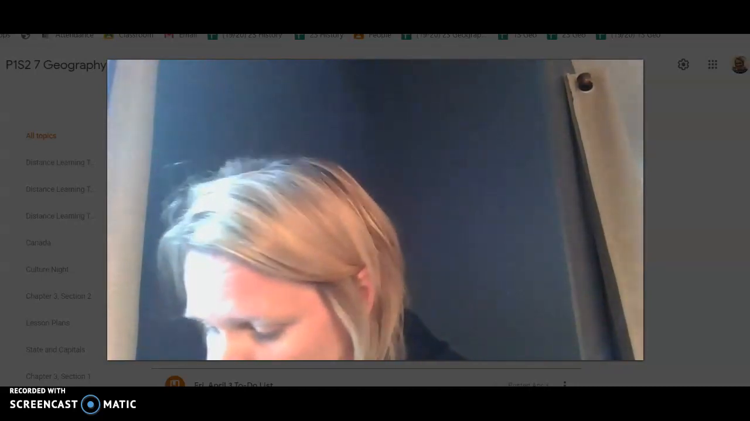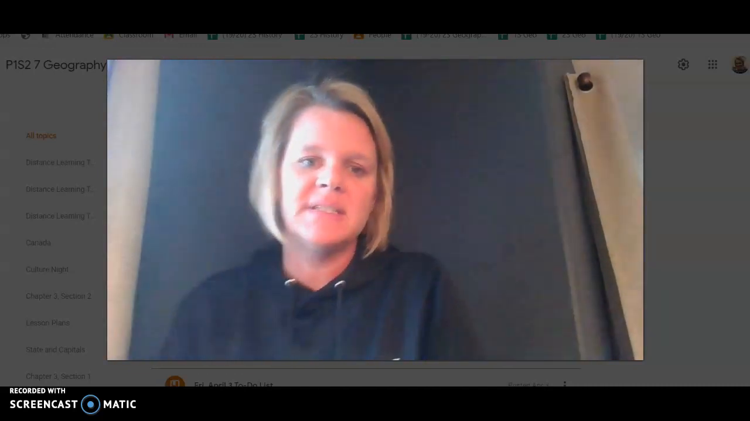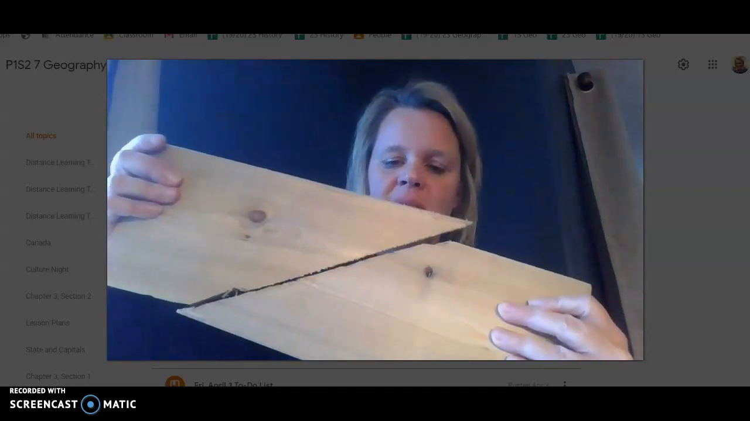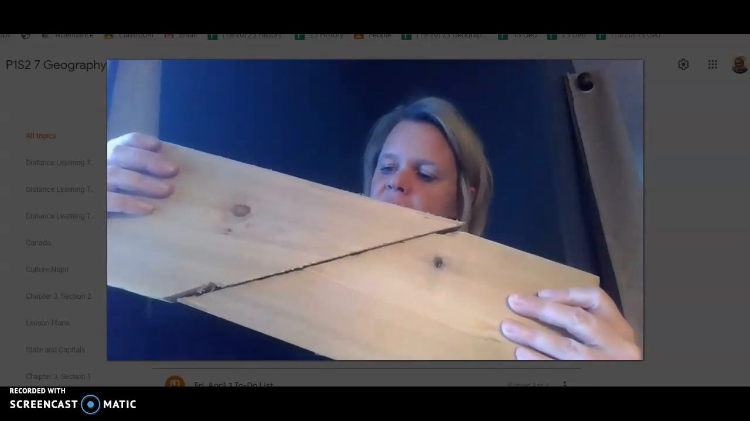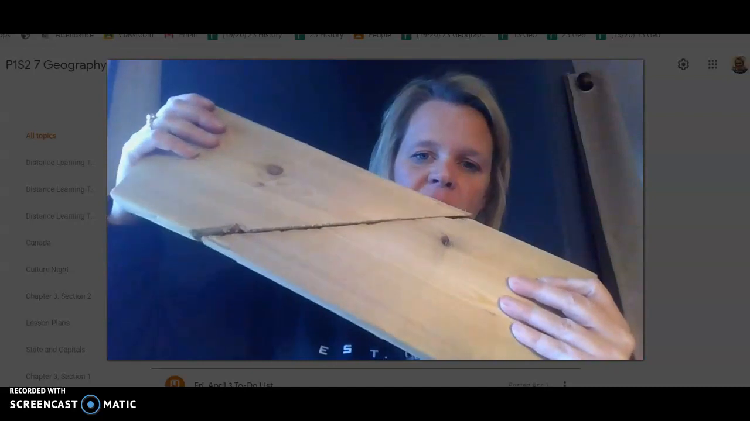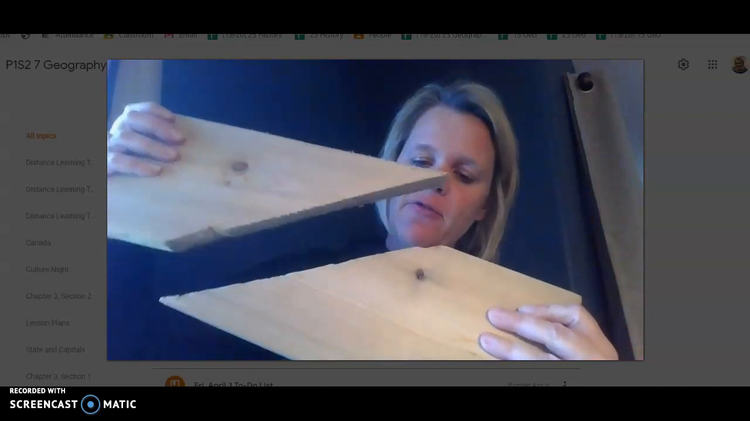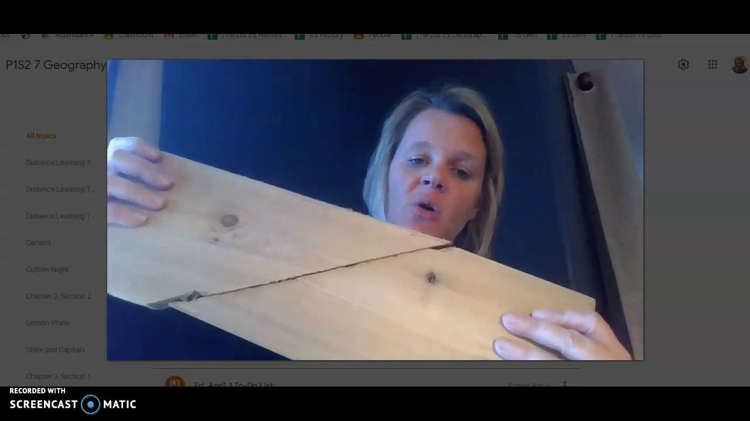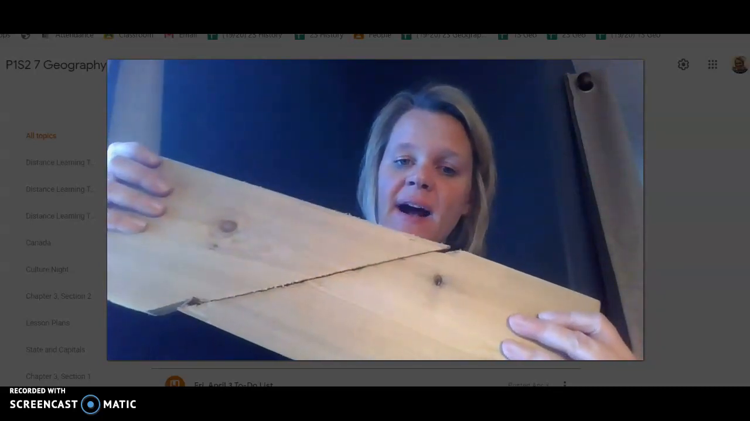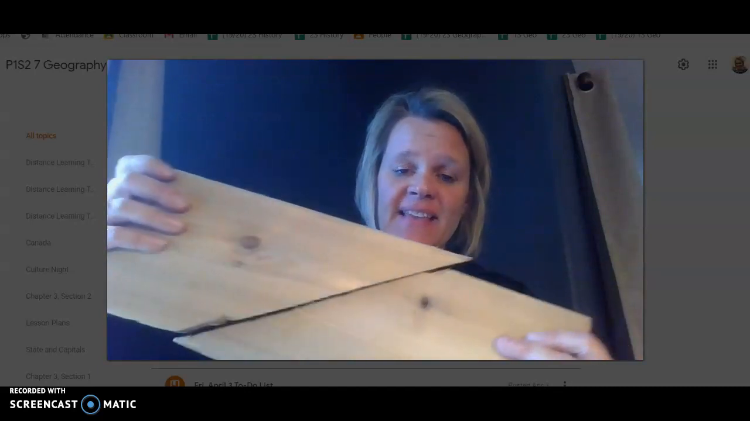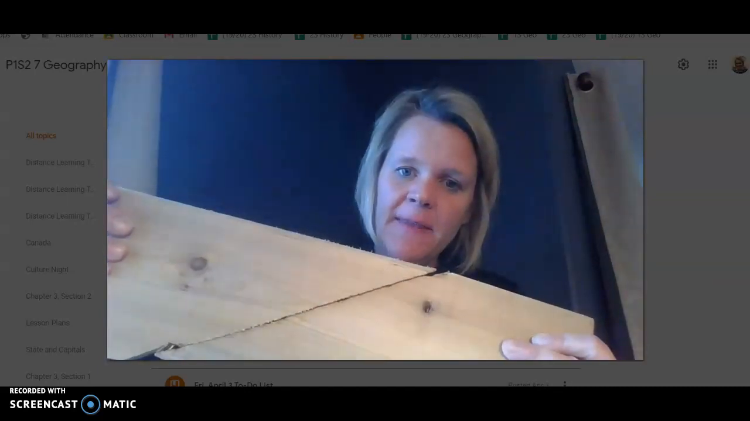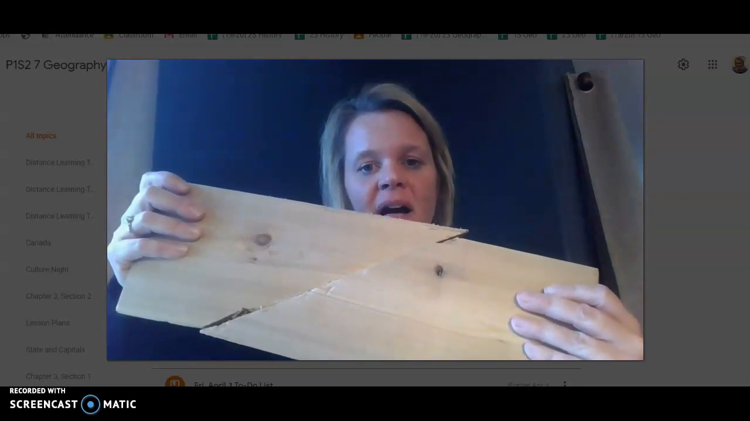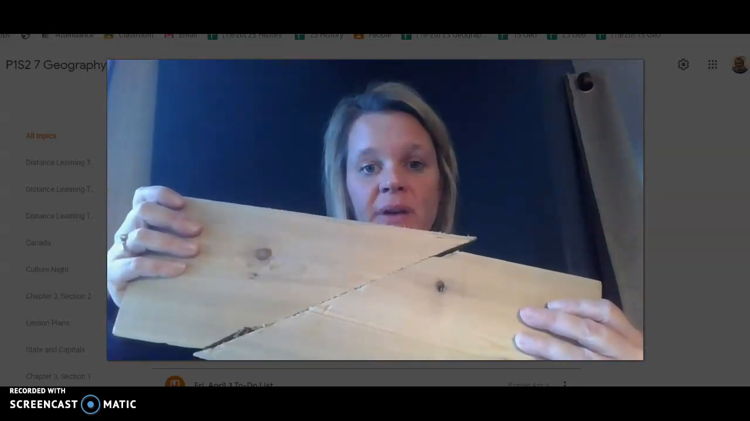I want to show you, let's pretend that these two boards here represent that orange peel and where they meet. One type of fault line, or one type of where they meet together, is a strike-slip fault, where they just run past each other like this. They'll get caught and then finish that way. And that's how earthquakes are created.